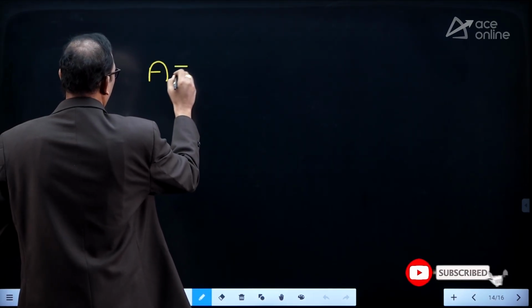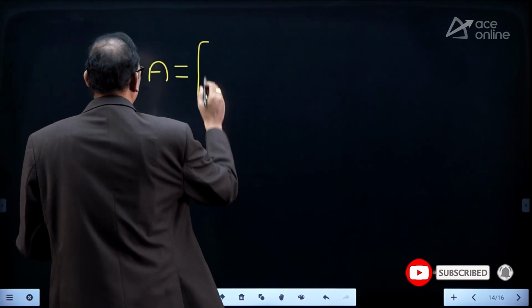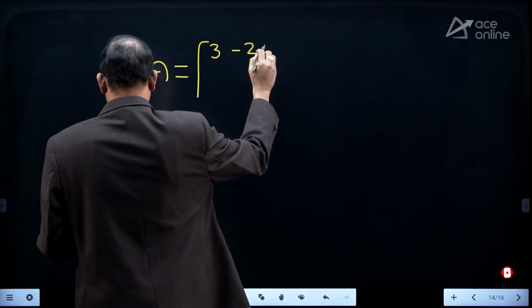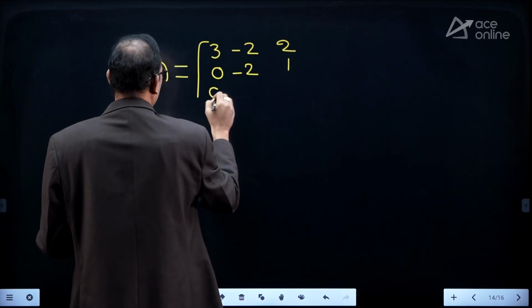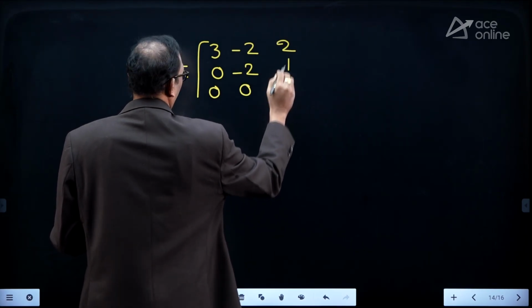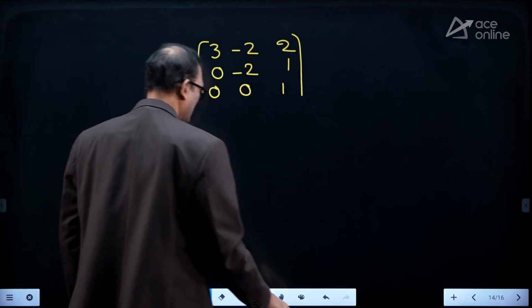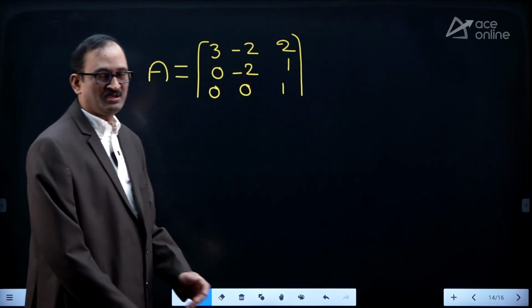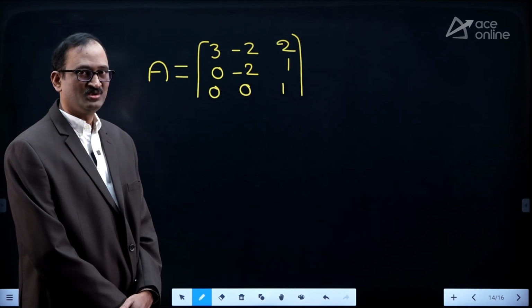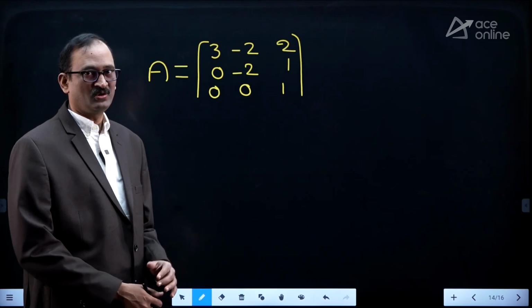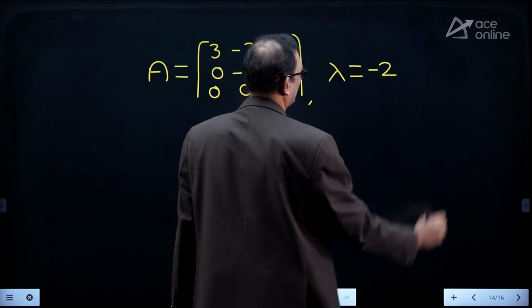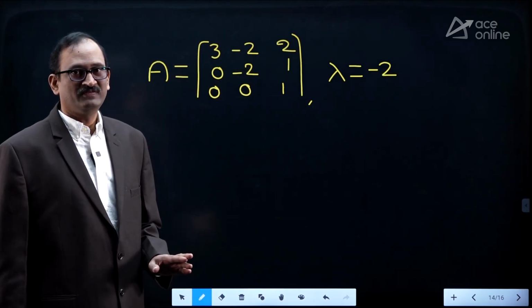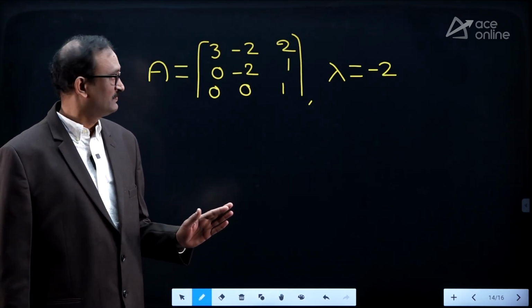Suppose the matrix is A equal to 3, minus 2, 2, 0, minus 2, 1, 0, 0, 1. Suppose this is the example. So this is a 3 by 3 matrix. For this, if eigenvalue is given, then to find the corresponding eigenvector, or vice versa, we can follow like this. For example, the eigenvalue is minus 2. So find the eigenvector corresponding to the eigenvalue minus 2.